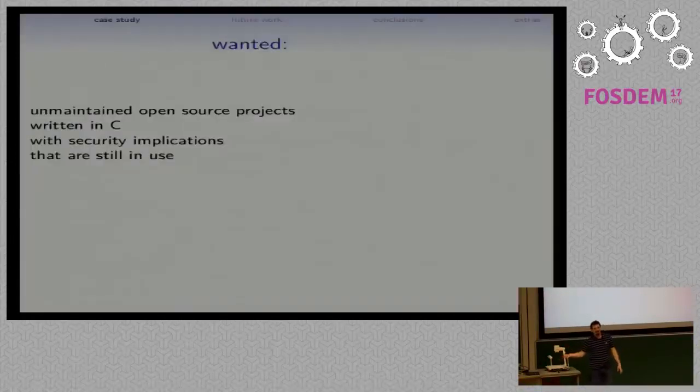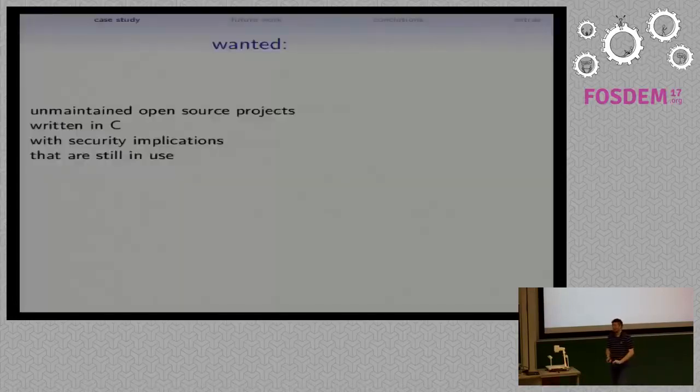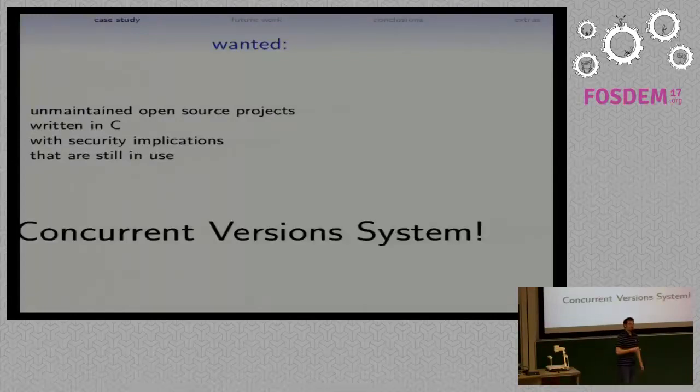I also wanted projects that are written in C because Corrode only works with C. Projects with security implications because otherwise it's not terribly interesting to switch to Rust, or not as interesting. And projects that are still in use, like someone might actually get some value out of this. So this is kind of a weird position to be in, right? It's unmaintained. People don't care about it enough to maintain it, but they care about it enough to use it. So, what project did I pick? The Concurrent Versions System.